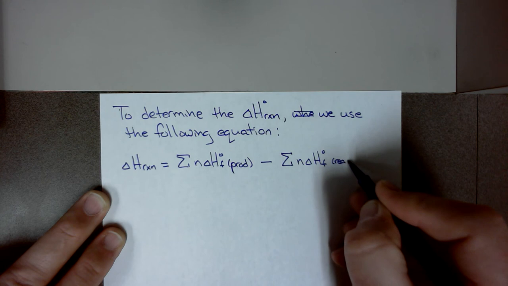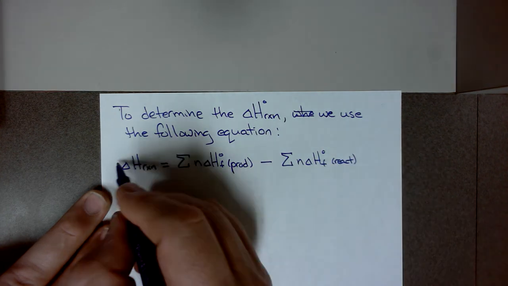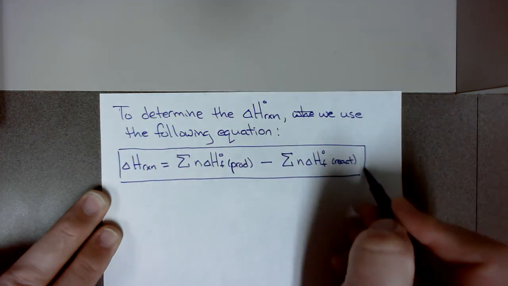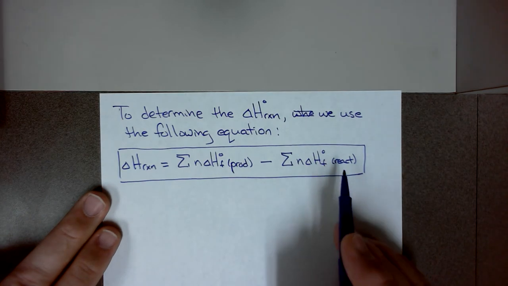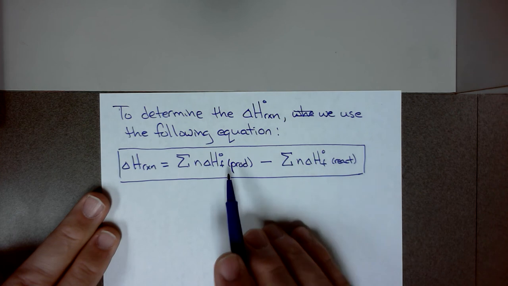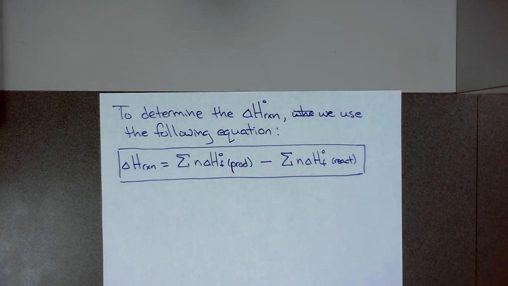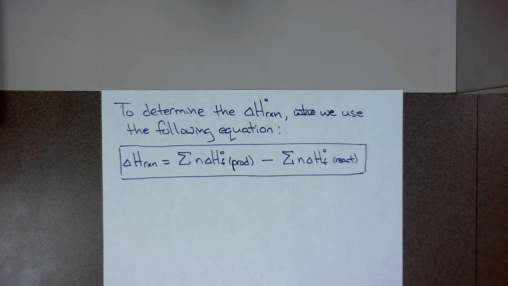Now remember, these delta H of formation values come from that table. And so this is the equation. And where most students make a mistake is right here. It's always products minus reactants, not the other way around. It's not reactants minus products. And these n values come from the coefficients in the reaction that tell you how many moles of that element or product compound is made or used.